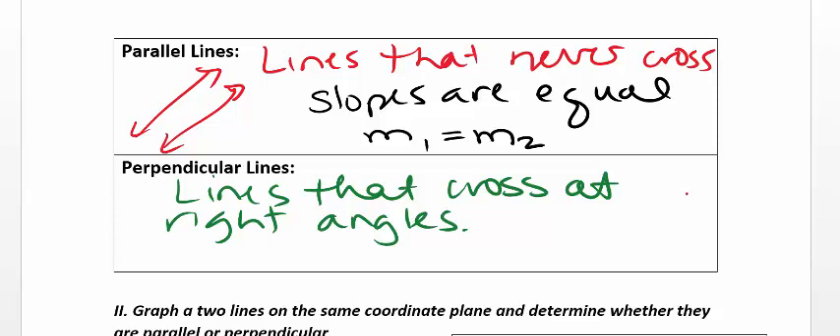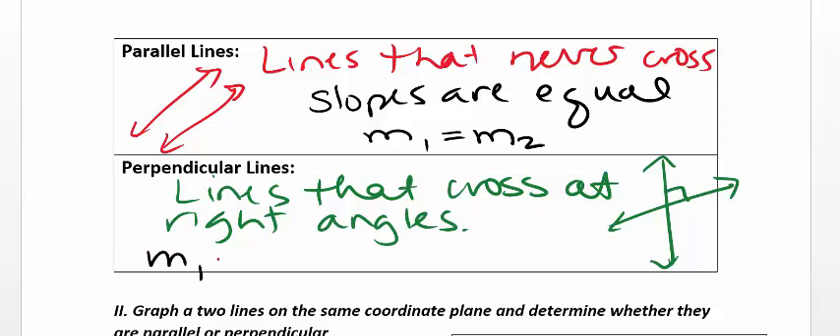And they would look something like this, where the two lines cross at 90 degrees. Now, what's interesting about their slopes is that they are negative reciprocals of one another. Now, what is a negative reciprocal?